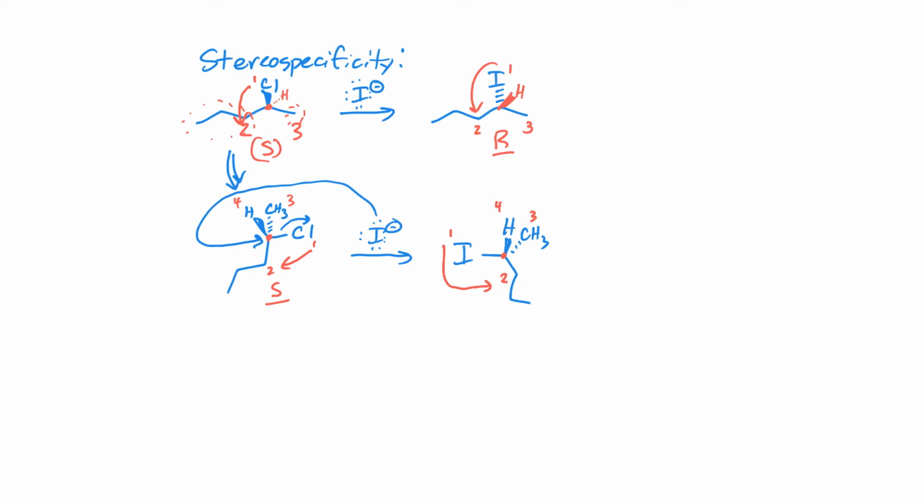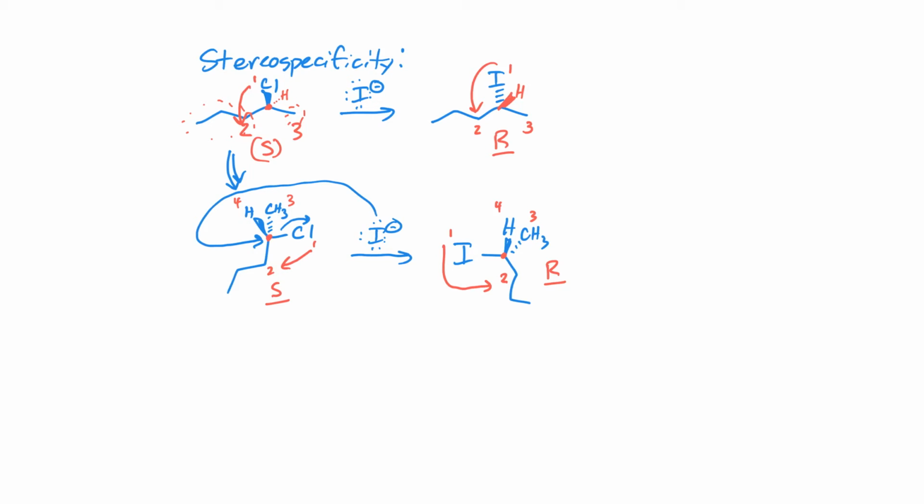1, 2, 3, that gets me a counterclockwise rotation, but of course the hydrogen is pointed towards me, so it should be clockwise. That means I've drawn the R stereocenter. And so you can see that this molecule up here and this molecule down here are identical. I've just used a different way of drawing to show how the backside attack of the iodine onto the stereocenter carbon allows for the inversion of configuration.